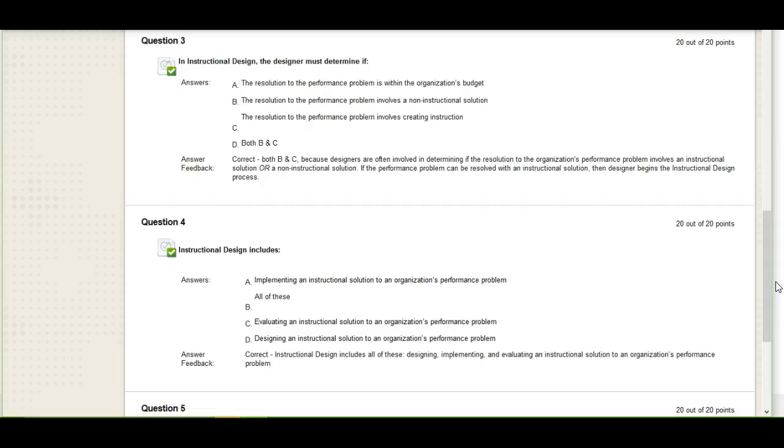The correct answer is B. All of these, as designing, implementing, and evaluating an instructional solution to solve a performance problem within an organization are all part of the instructional design process.